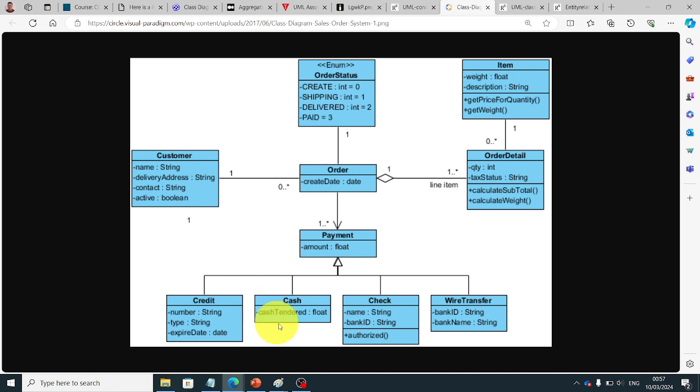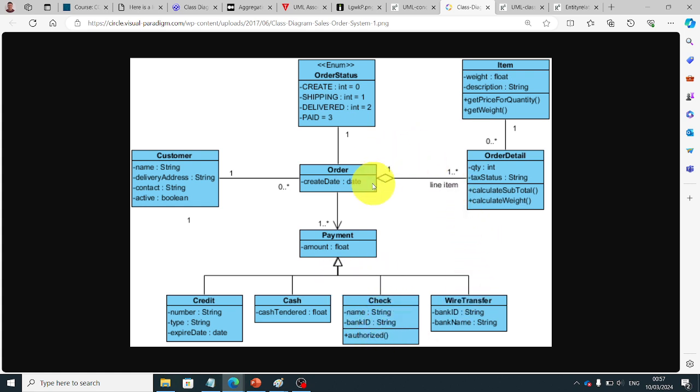And you can see in this one, for example, it's got 1 inheritance system: payment, cash, wire transfer, etc. They're all different types of payment. So the terminology for this would be a cash class is a type of payment. A check is a type of payment.